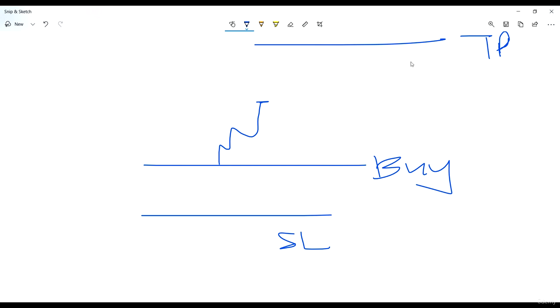But since Forex is a game of probabilities and anything can happen, no matter how good your strategy is, no matter how good your analysis is, the market can reverse against you. A trailing stop, when activated, will take your stop loss and bring it above your entry price. So your stop loss will no longer be here, it will be here. That's what the trailing stop does.